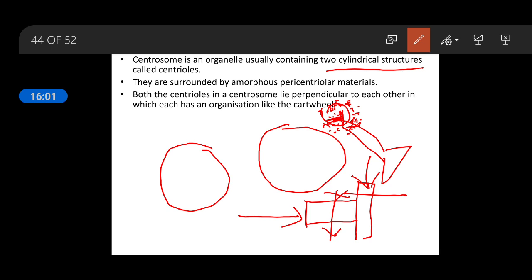Cartwheel means वही बैलगाड़ी. Okay, so in the next slide, we will see the diagram of how it looks like a cartwheel. So it is talking about the centriole, and in the centriole it is talking about the transverse section.